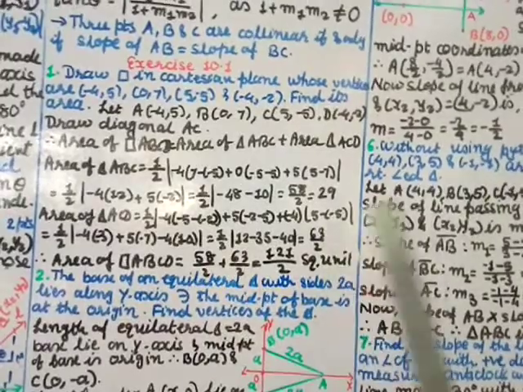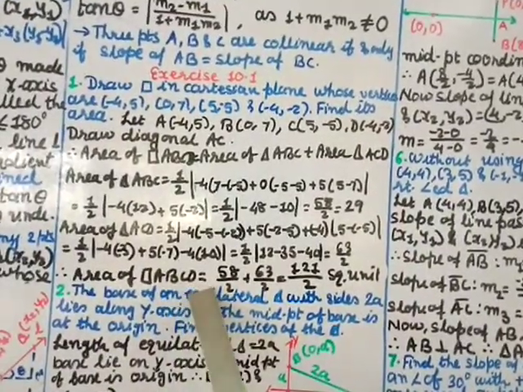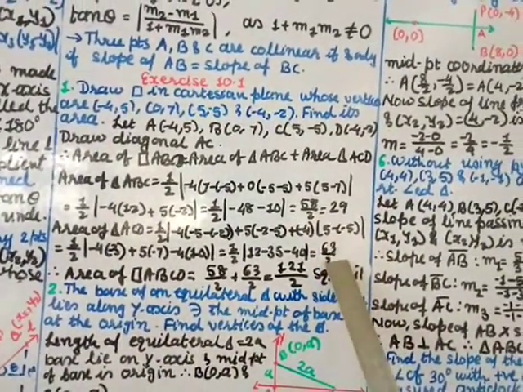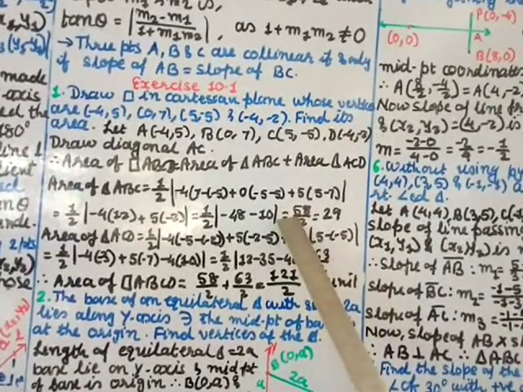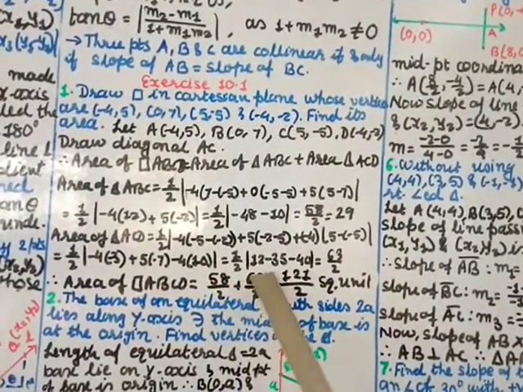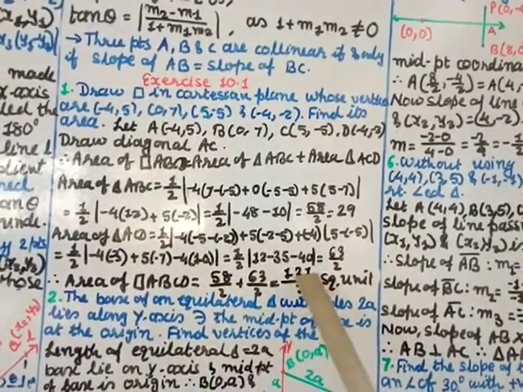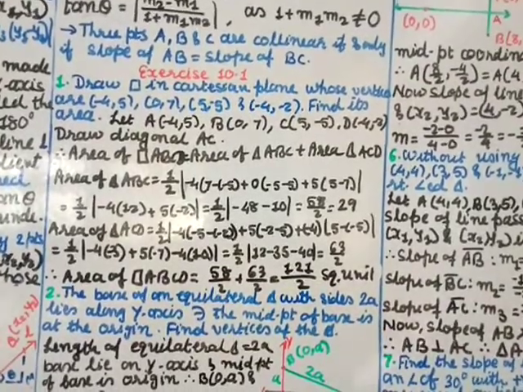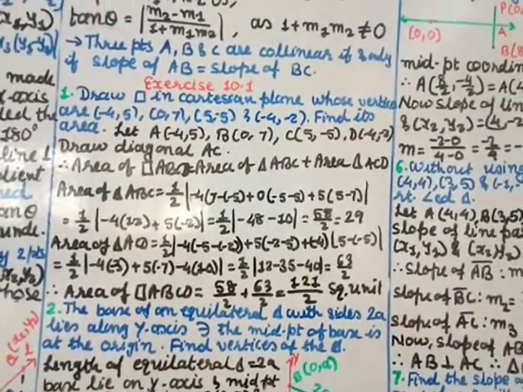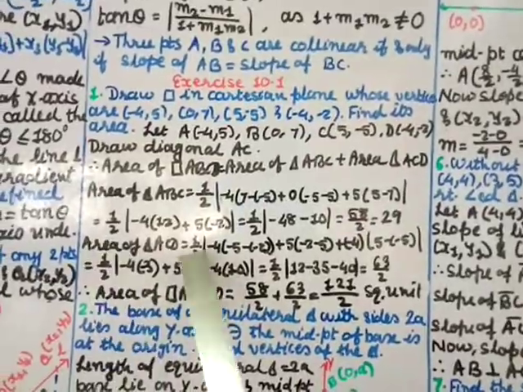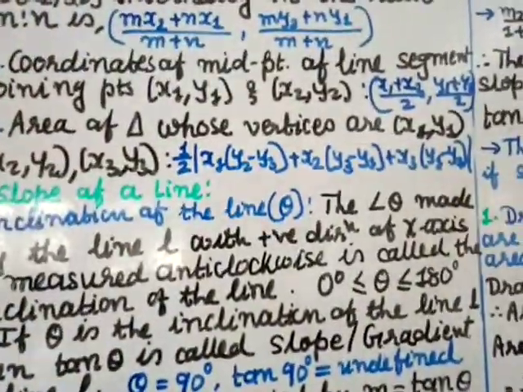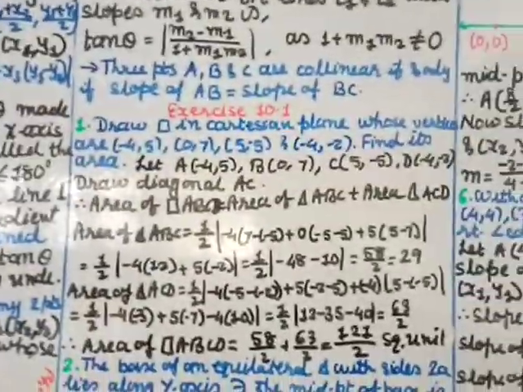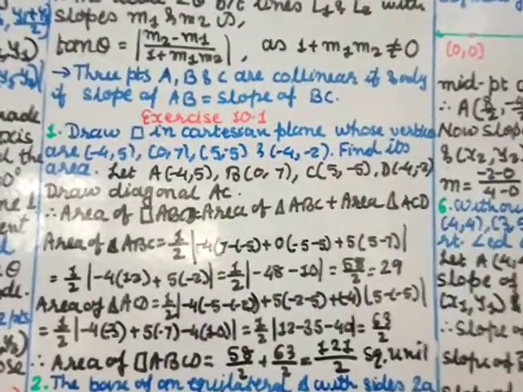Now you have to find the area of the quadrilateral ABCD, so that means you add this plus this. Since here I cannot cut, I will take this value, so 58 by 2 plus 63 by 2, which gives you 121 by 2, and area is in square units. Okay, so that is the solution for question number 1. This calculation using this formula you try yourself. Okay, placing the values, and you have to draw the quadrilateral.